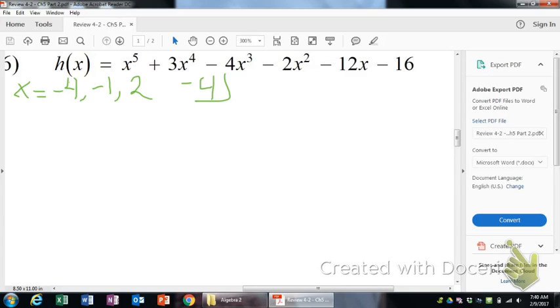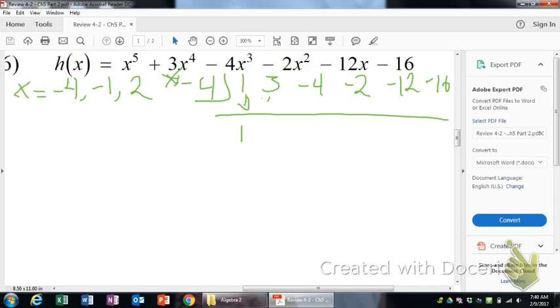And when I do synthetic division, I have 1, 3, negative 4, negative 2, negative 12, and that's a negative 16. Always drop the first term. So 1 times negative 4 is negative 4. 3 plus negative 4 is negative 1. Negative 1 times negative 4 is positive 4. And that drops down to 0. 0 times negative 4 is 0. Drops down negative 2. Negative 2 times negative 4 is positive 8. Negative 4 plus 8 is negative 4. Negative 4 times negative 4 is 16. So that drops down to 0, and I have a remainder of 0 there.